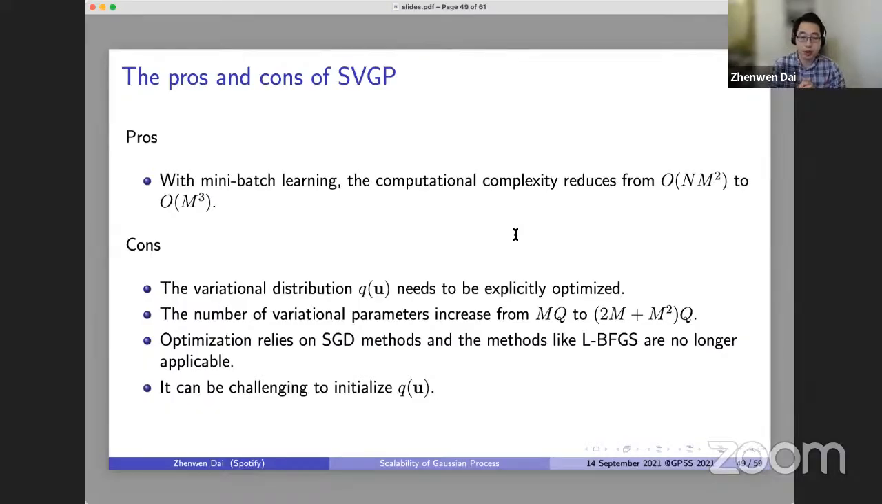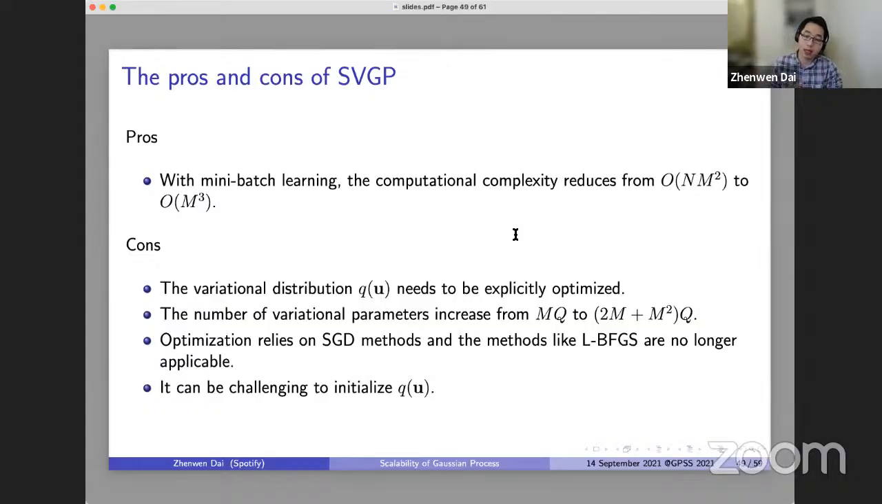Then the caveat of this approach is that we have to keep the explicit parameterization of the q(u). That is actually not insignificant, because if we have m inducing variables, for example, the covariance matrix Sigma has m squared parameters, so compared with the previous sparse Gaussian process formulations, the number of variational parameters increases from m to m squared. That makes the gradient optimization much harder.